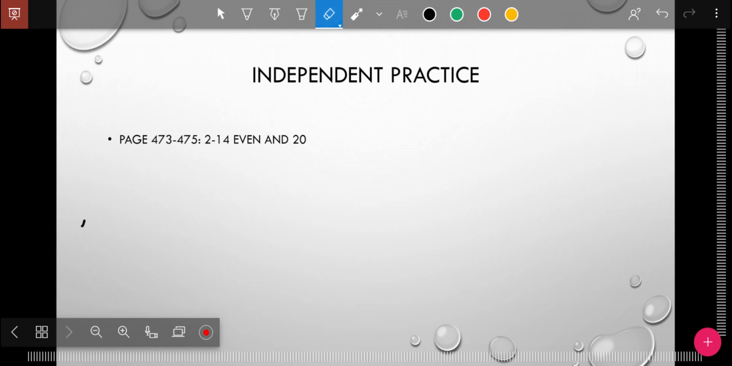Hopefully that helped you learn some things. Give them a try. I think it's actually a pretty good assignment. Numbers 2 through 14 even, and number 20. Number 8 is the tricky one here.